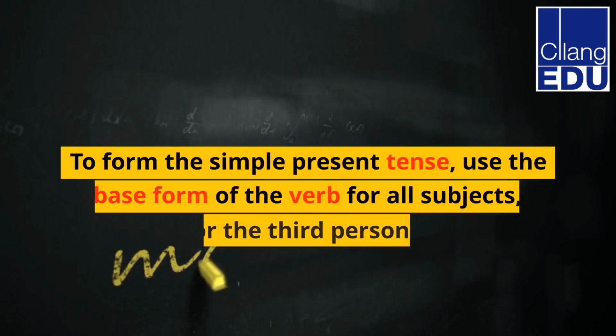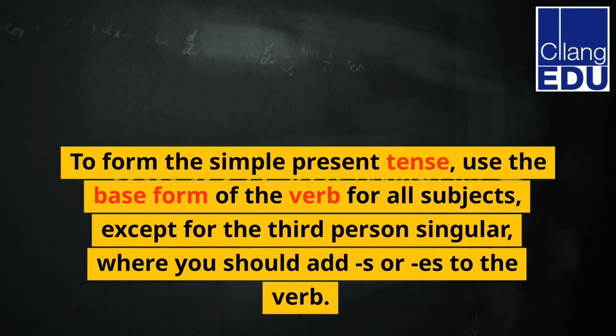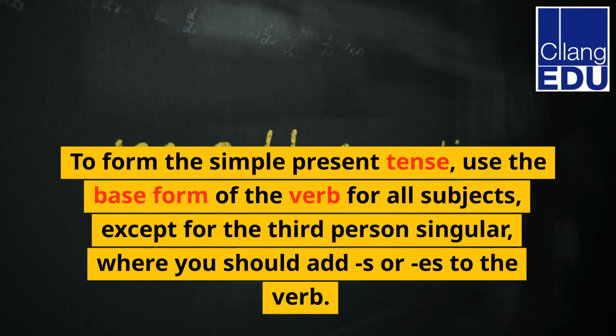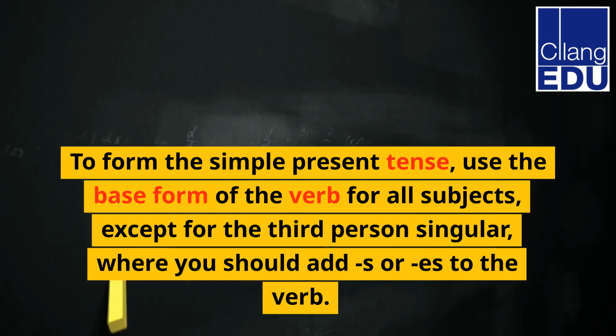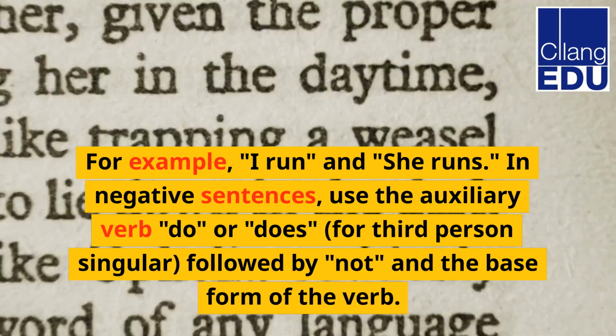To form the simple present tense, use the base form of the verb for all subjects, except for the third person singular, where you should add s or es to the verb. For example, I run, and she runs.